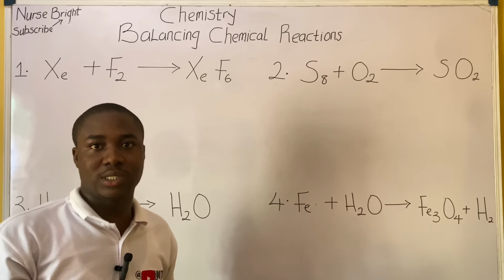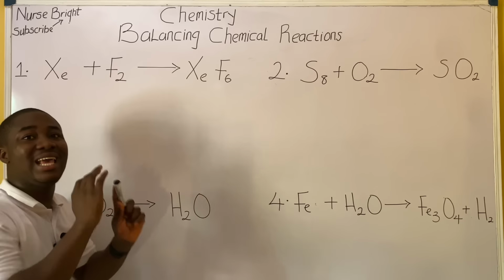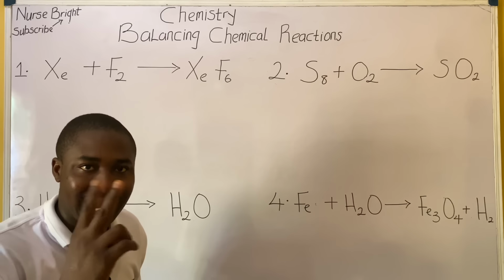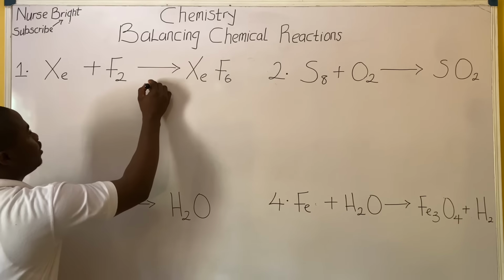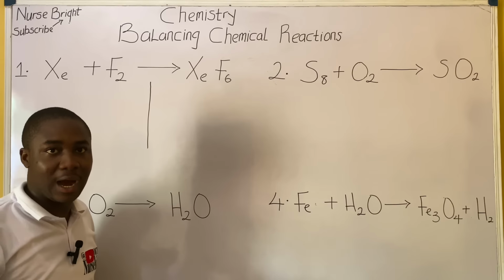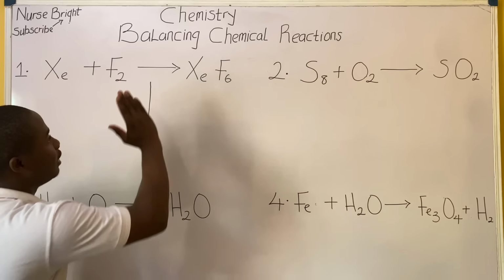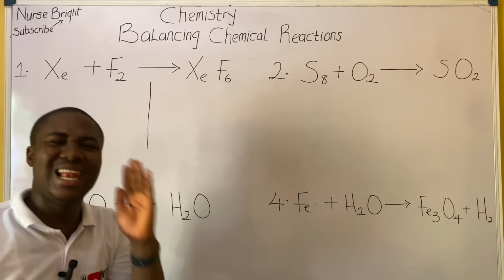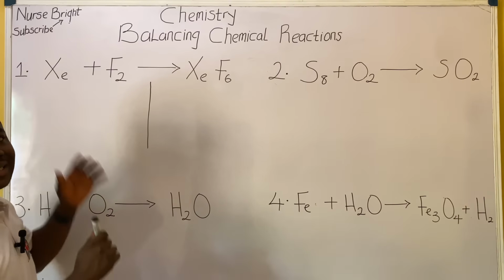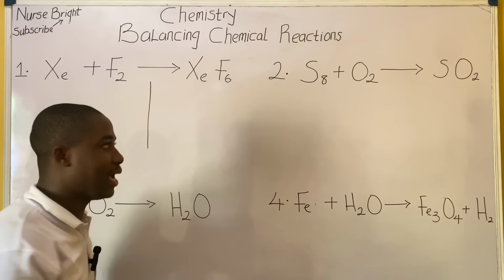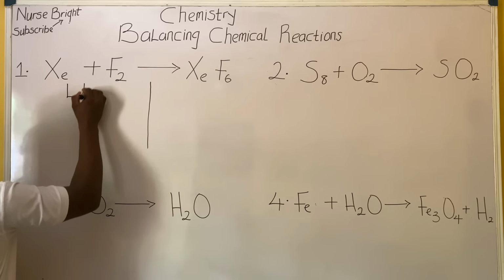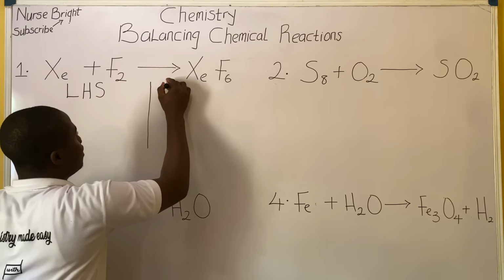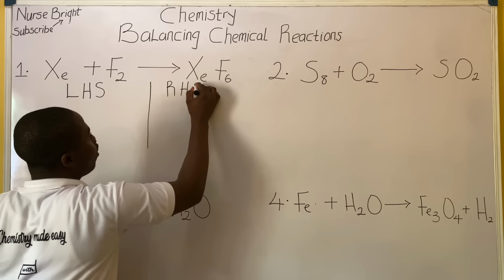So watch closely. The first step to take when balancing any chemical reaction is to divide that reaction into two sides. So this is the reaction. I'm going to divide this reaction as I just did now. In a reaction, we have two sides. We have the product side, as well as the reactant side. So the left-hand side of a reaction is the reactant side, whereas the right-hand side is the product side. So let's call this the left-hand side of a reaction because it's found in the left. And let's call this the right. So this is the right-hand side of a reaction.